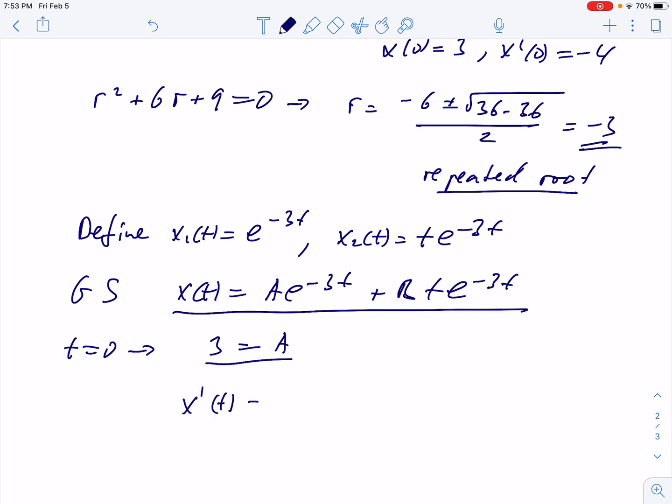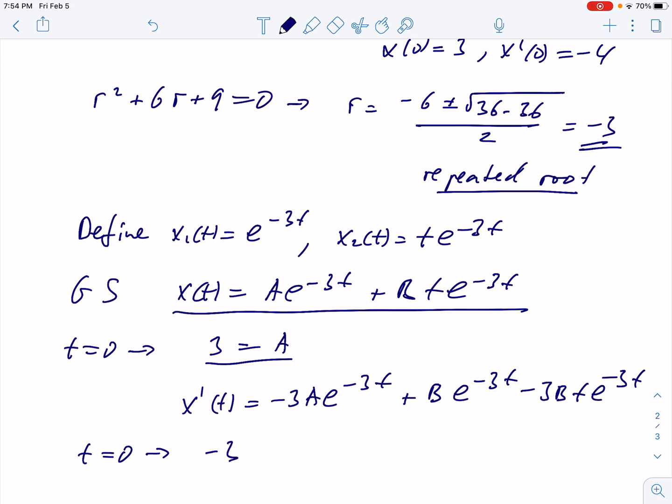Now we have to differentiate and use the second initial condition. x prime t will be, differentiating exponential, negative 3 will come down. This becomes negative 3a exponential negative 3t plus by product rule b exponential negative 3t, and then minus 3bt exponential negative 3t. Put t equals 0 again. x prime 0 will be negative 3 on the left. Sorry, negative 4. Let's correct that. Negative 4 on the left.